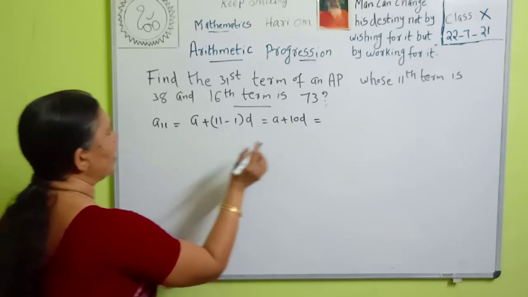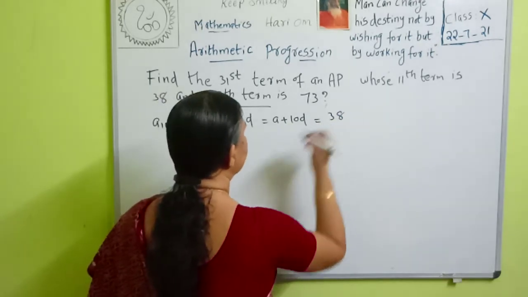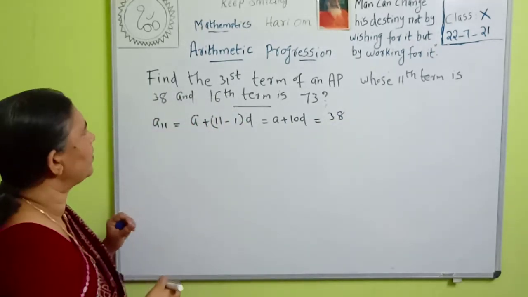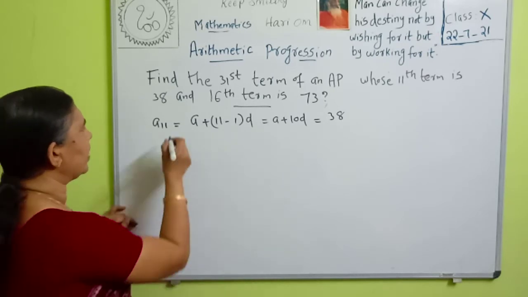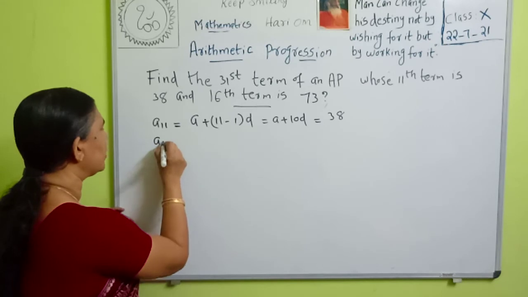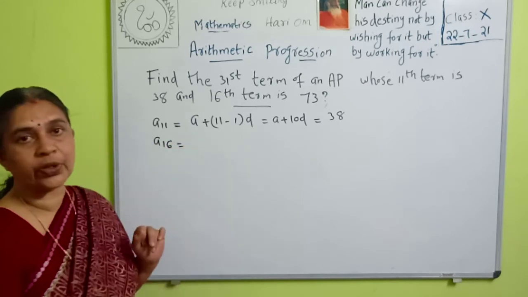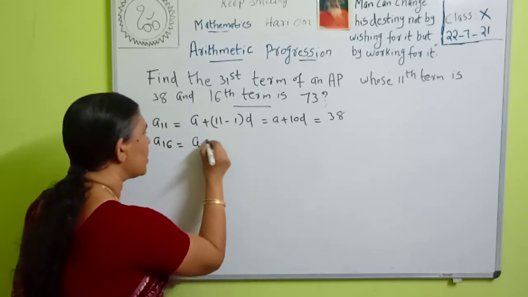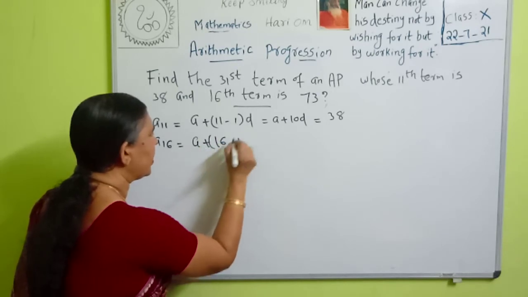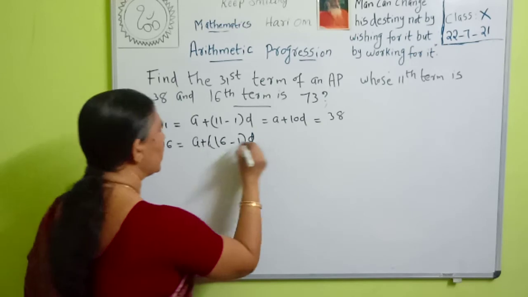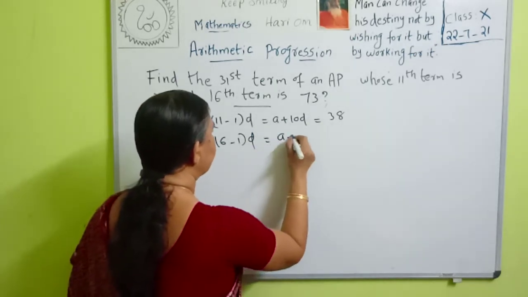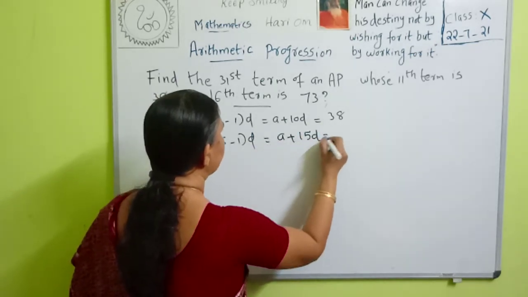The 11th term of the AP is 30, so A plus 10D is equal to 30. Then what is the 16th term? It is 73. So what is the 16th term of an AP? A16 is equal to A plus 16 minus 1 into D, that is equal to A plus 15D. It is given as 73.